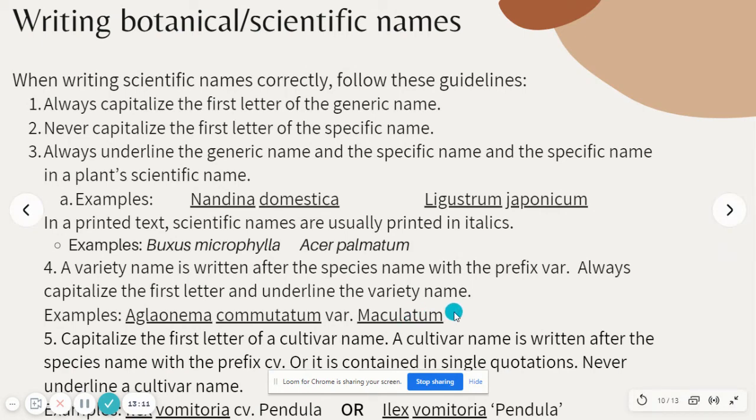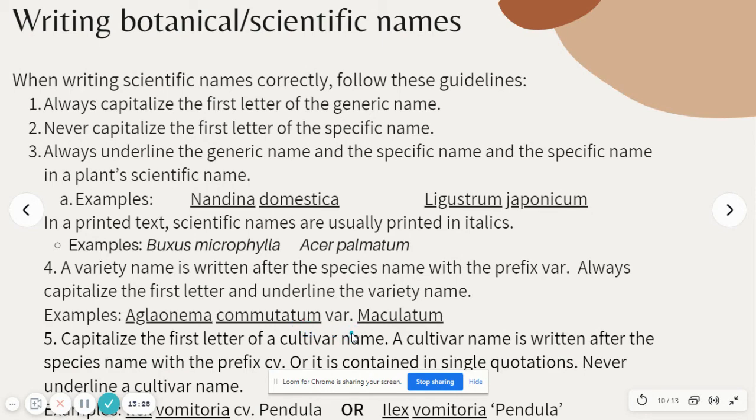Now, of course, like I said, it's going to take more practice, but someday if you're writing it, you may have to Google it, and that's cool. Just make sure you write it the correct way. Number 5 is about the cultivar. Capitalize the first letter of a cultivar name.